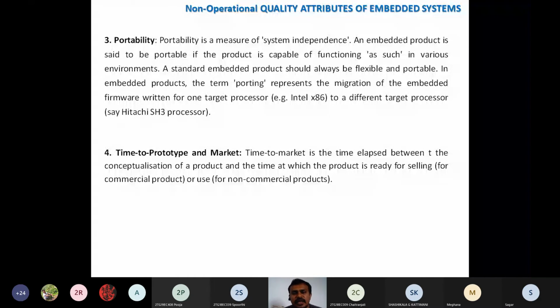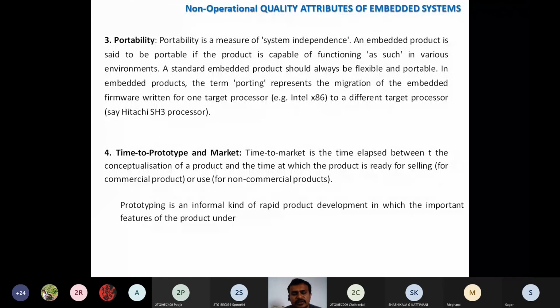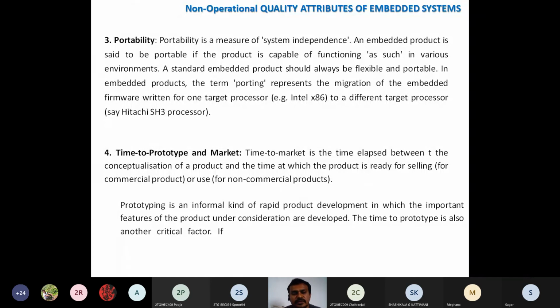Time to market is the time elapsed between the conceptualization of the product and the time at which the product is ready for selling, for a commercial product or for use in non-commercial products. The prototype is an informal kind of rapid product development in which the important features of the product under consideration are developed. So the time to prototype is also another critical factor.